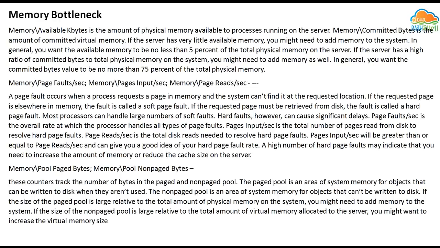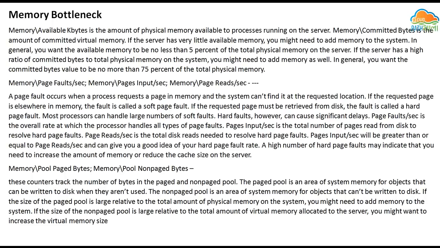The next counters we can talk about are Memory Pool Paged Bytes and Memory Pool Non-paged Bytes. These counters track the number of bytes in the paged and non-paged pools. The paged pool is an area of system memory for objects that can be written to disk when they are not used. So when you have any program open on your server or system, it is stored in the memory on that server. If it is not in use, then your memory transfers that data to the paged pool.